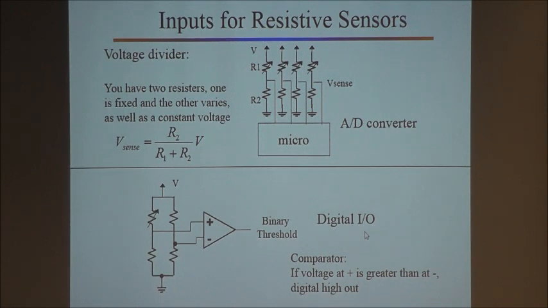You could have inputs for resistive sensors. You could have a constant voltage, and then you could divide it. And that is how you divide the voltage here. Okay. Or you could have a binary threshold, a plus or minus here. If the voltage at plus is greater than at minus, digital high.